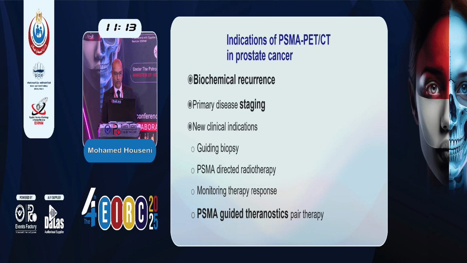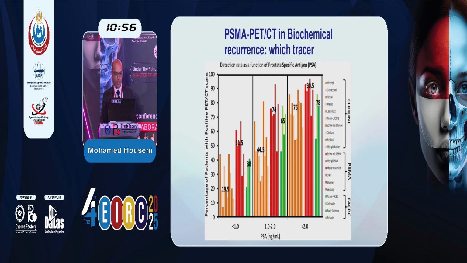So indications for the PSMA PET-CT in prostate cancer, the main indication currently is the biochemical recurrence. It's also used in staging with other new applications available. Most notable is the PSMA-guided theranostics therapy. In the biochemical recurrence, which tracers should be used? As we said, there are different tracers to image the prostate cancer, and most of the papers are demonstrating that the PSMA is more specific and sensitive than other tracers.